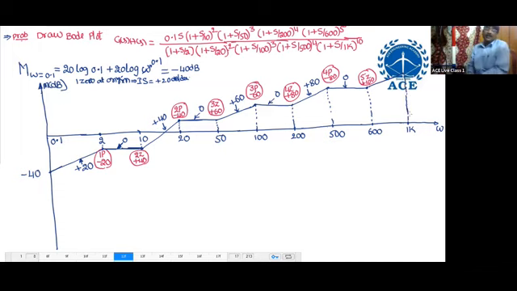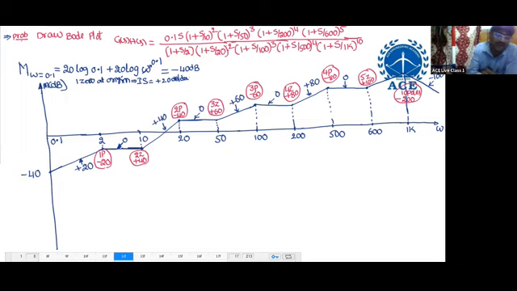Next at 1K, what are there? 10 poles. 10 poles means minus 200. Minus 200 plus 100 becomes what? Minus 100. Draw a line with minus 100. That's all. It is a magnitude plot.